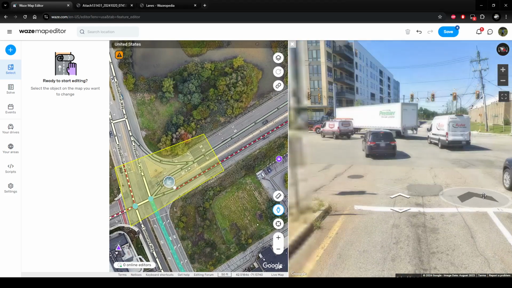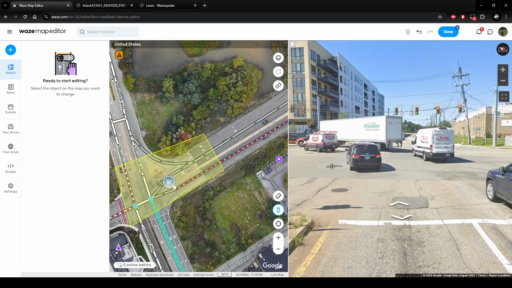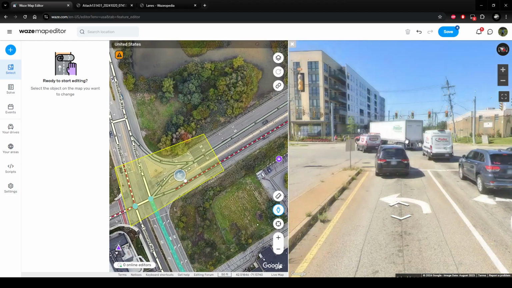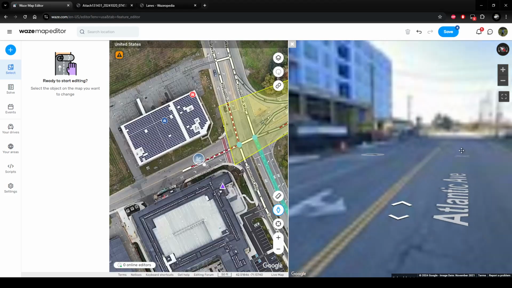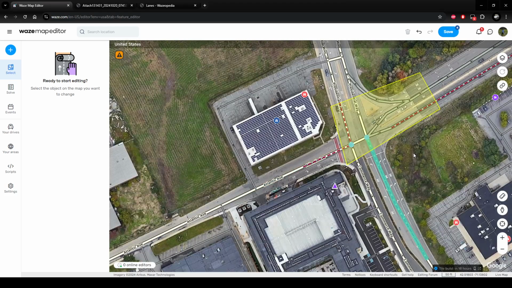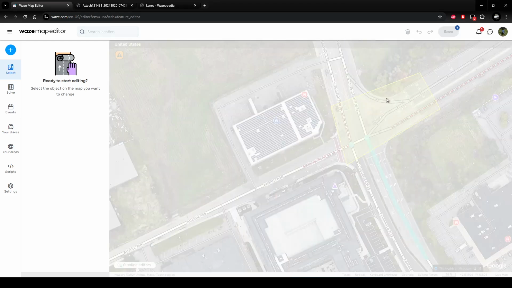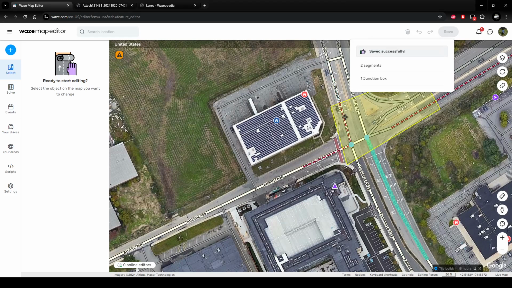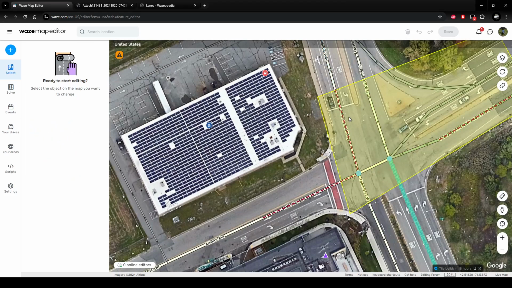We tend to not do them at ramps, but in this case, it looks like it would be fine as well. And this is not a divided road and there's only one lane, so it doesn't matter anyway. This road isn't divided. There is no path for that. So let's save again, just to catch up there. So we have, again, our lane set up there.